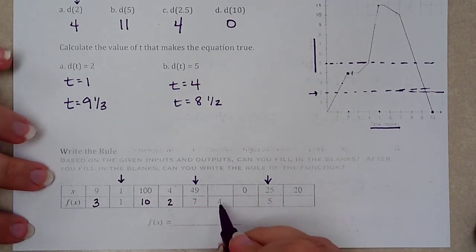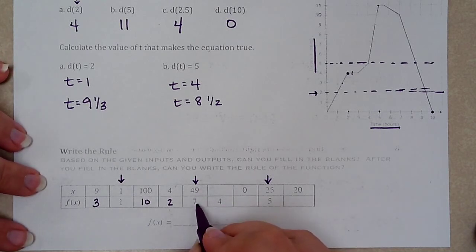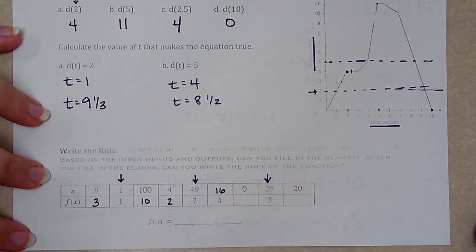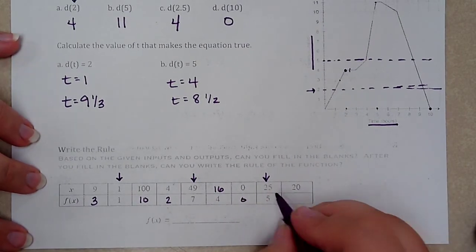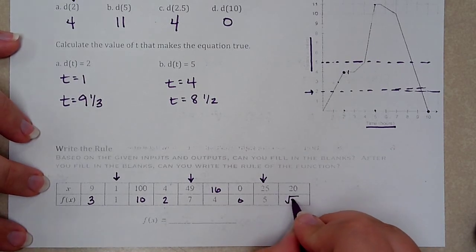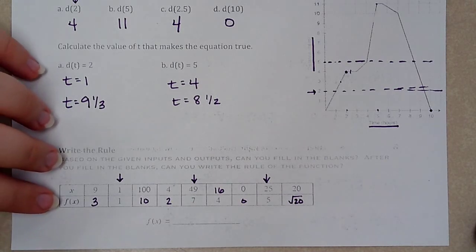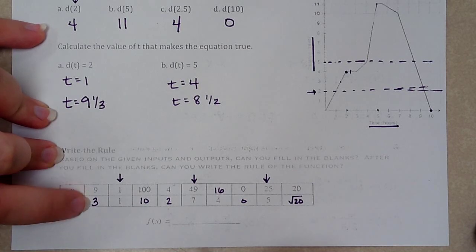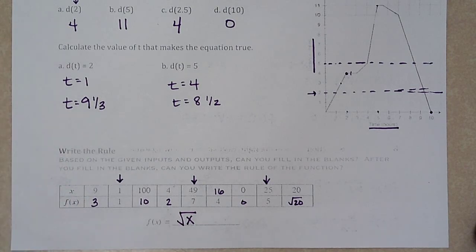This one is a little tricky because it gives me the f of x, but because I'm taking the square root in this direction, in order to go the other way, I just have to square it. So I get 16. Square root of 0 is still 0, and the only tricky one is this last one right here, because if we take the square root of 20, we actually don't get a nice number. But that's okay, we can just write it as the square root. So in this case, our function, when our input is x, to get to our output, we take the square root of whatever our input was.